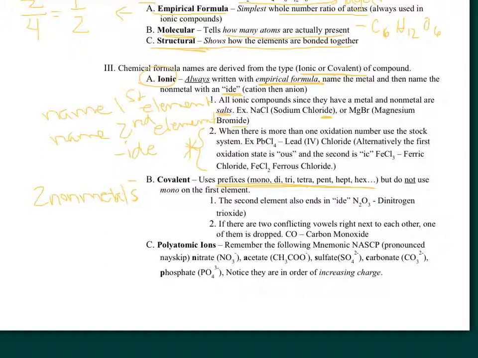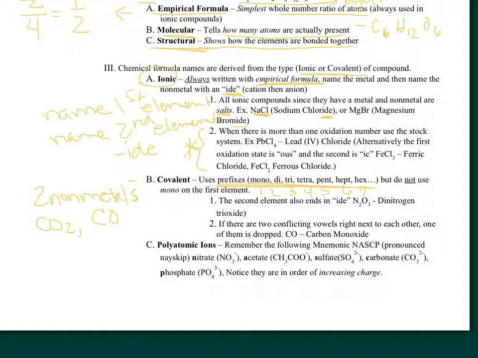You can't form sodium chloride any other way except with one sodium and one chlorine. It just won't happen. But with covalents, you can have several different compounds made of the same elements, like carbon dioxide and carbon monoxide. They're both carbon and oxygen. So we have to find some way to distinguish between the two. We do that using prefixes. Mono means 1, di is 2, tri is 3, tetra is 4, penta is 5, hexa is 6, hepta is 7, and it goes on up.